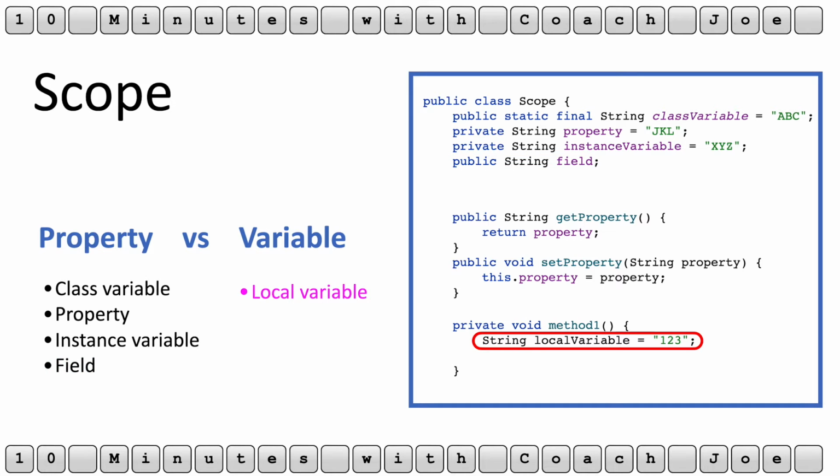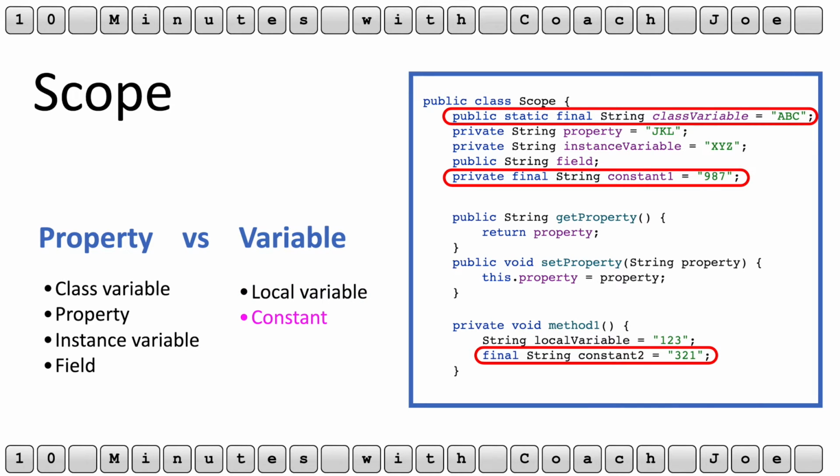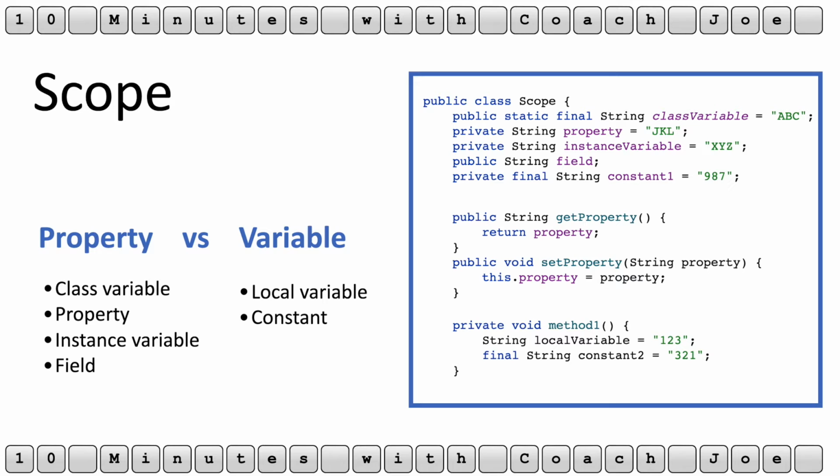Local variables are defined inside methods, constructors, or code blocks, and the value can be changed. Constants are typically a class variable, instance variable, or local variable with a value that cannot be changed and marked with the keyword final. Based on the definitions provided, most developers use the terms class variable, property, instance variable, and field interchangeably as they are declared inside the class.